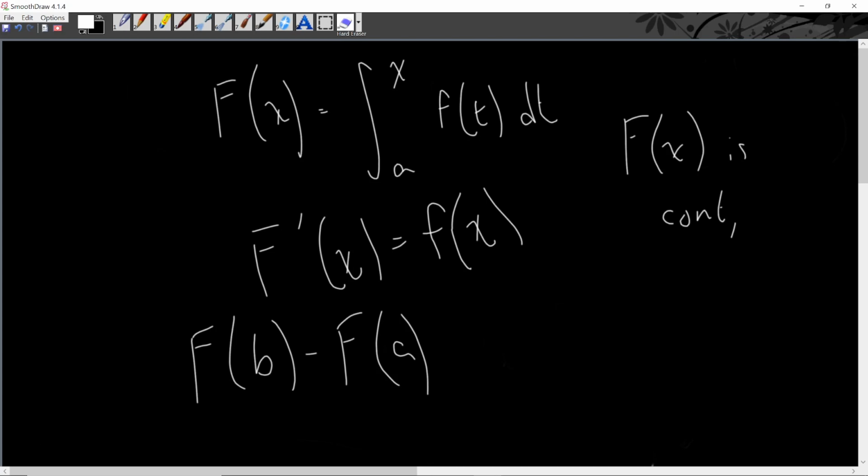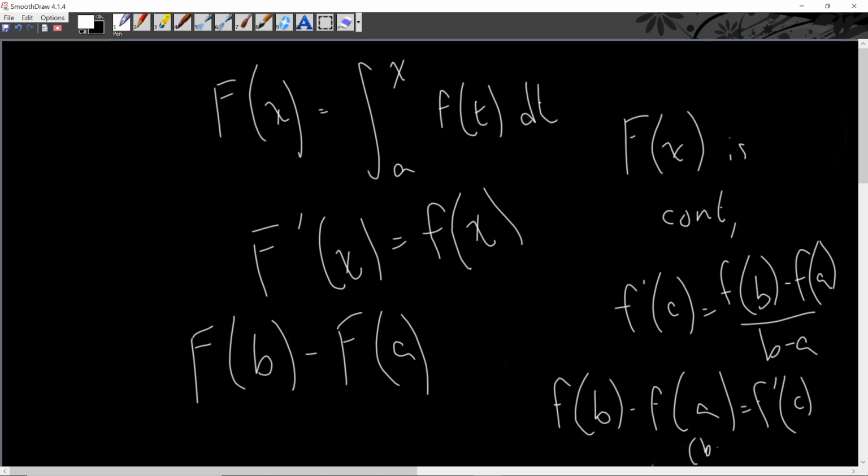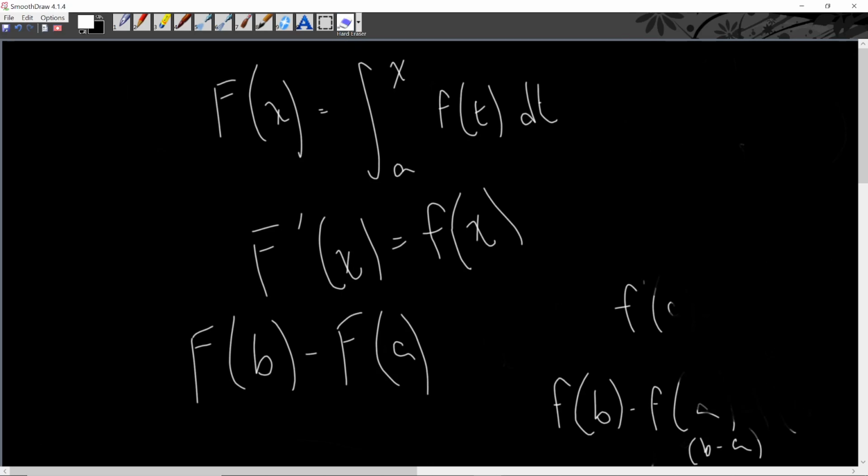So when you solve for F prime c, F prime c is equal to F of b minus F of a over b minus a. When you multiply b minus a to the other side, we have F of b minus F of a is equal to F prime c times b minus a, which looks awful similar to our mean value theorem of integrals, and that's because it is rather similar.